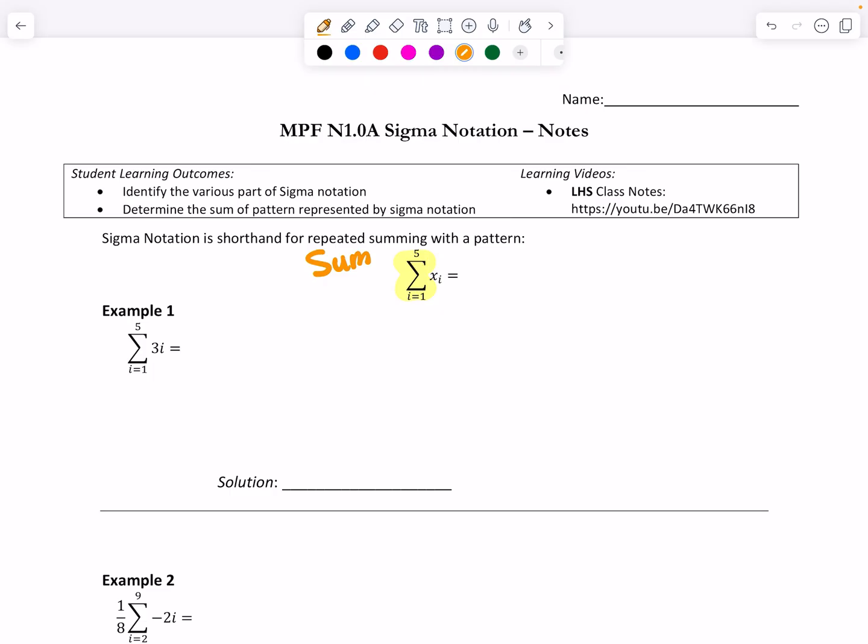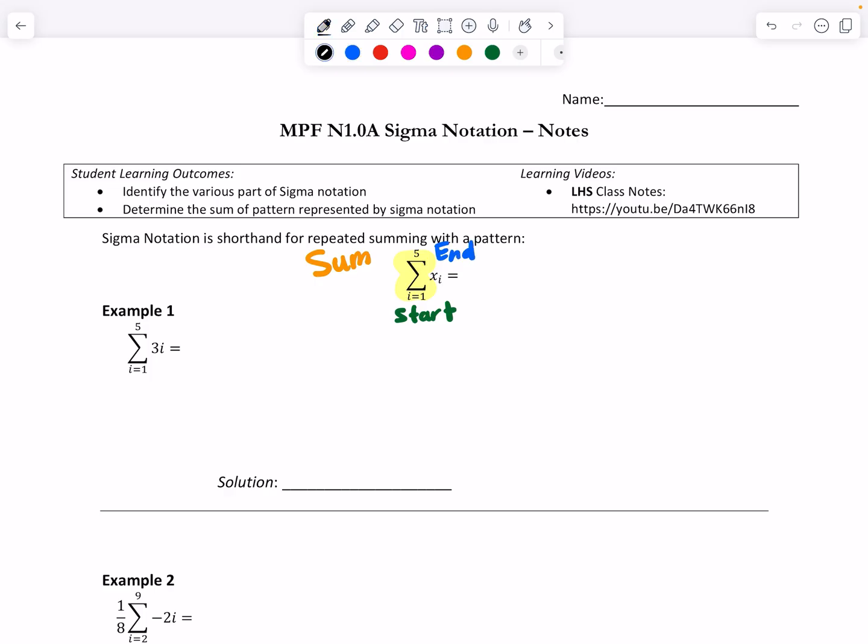So what it tells you to do is take all these different terms. Now, terms are represented by x sub i. That's not an exponent, it's down below, so it's called a subscript. So we're going to take different terms in a list, and it tells us to start at x sub 1 and end at x sub 5. And we're just going to add them together.